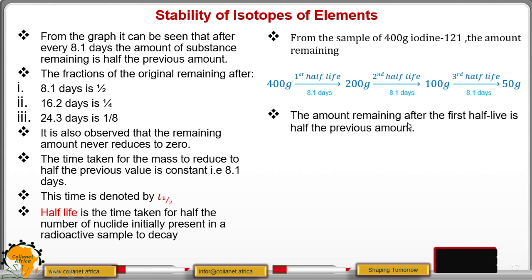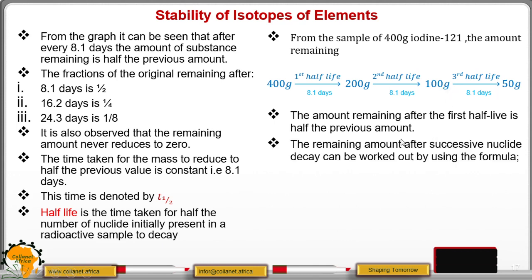So the amount remaining after the first half-life is half the previous amount. In other words, 200 is half of 400 grams. Then 100 grams is half of 200 grams. Then 50 grams is half of 100 grams, and the process continues. So the remaining amount after successive nuclide decay can be worked out.